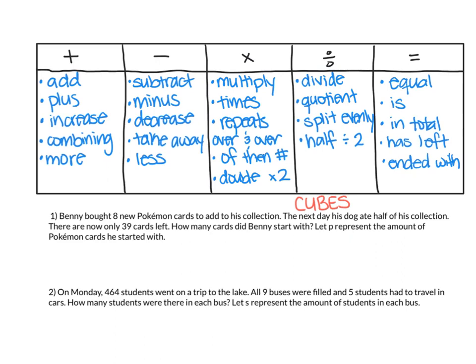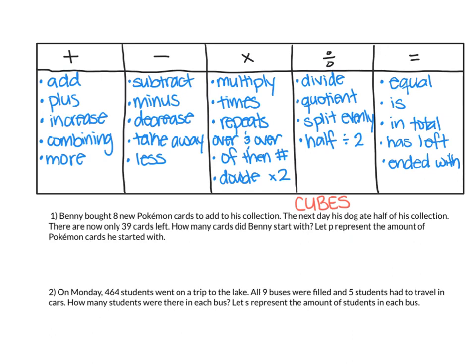So first things first, let's go ahead and read this. We have Benny bought 8 new Pokemon cards to add to his collection. The next day, his dog ate half of his collection. That's unfortunate. There are now only 39 cards left. How many cards did Benny start with? And it tells us, let P represent the amount of Pokemon cards he started with.